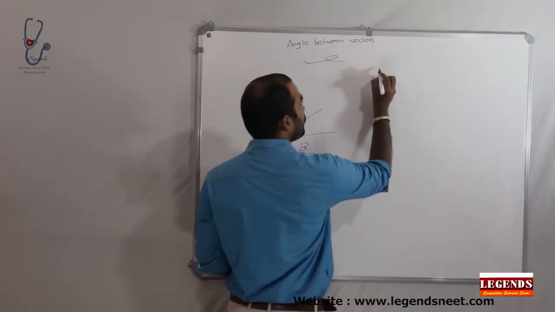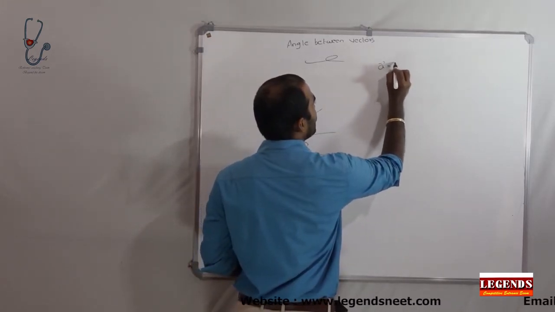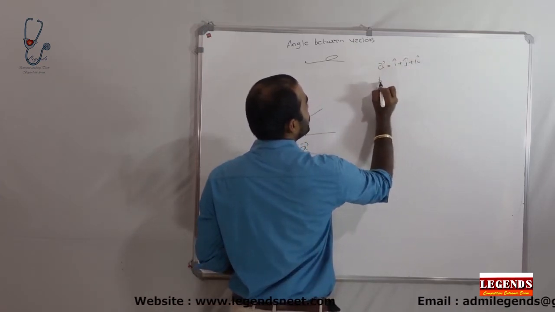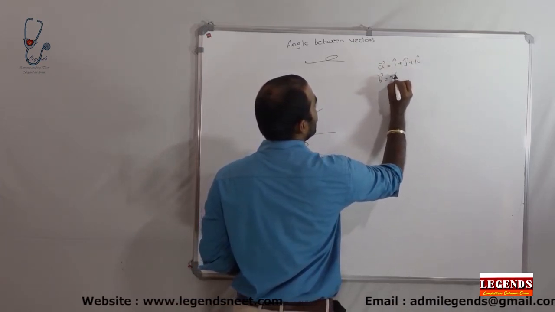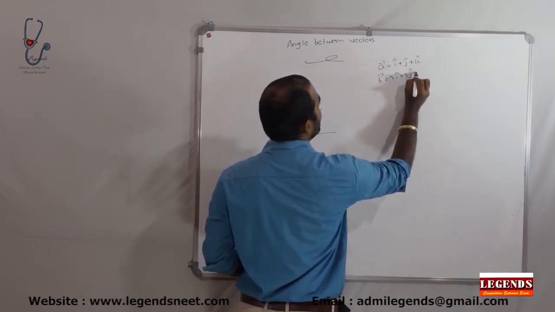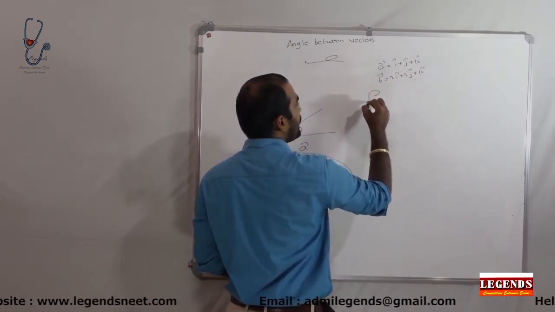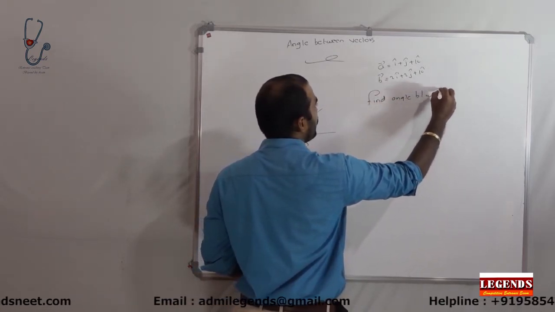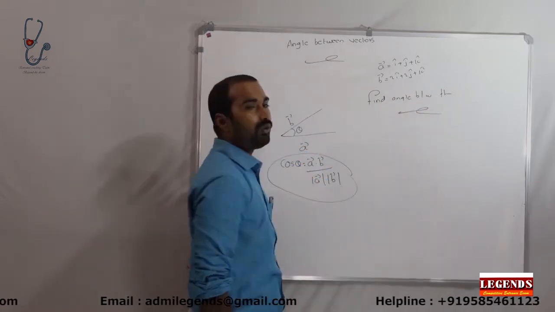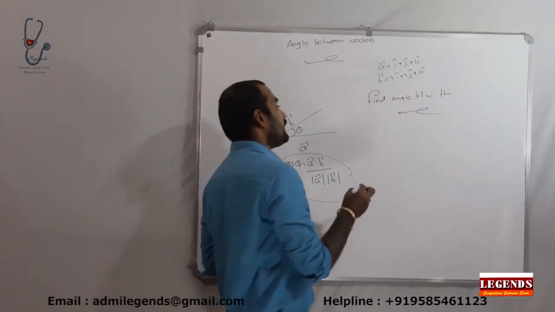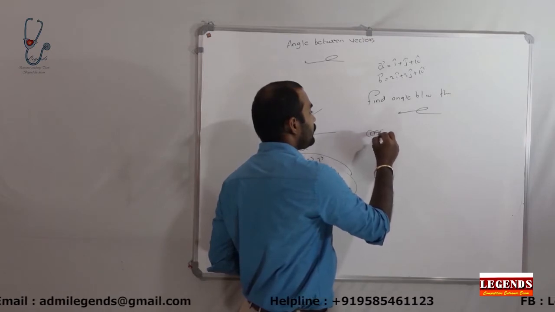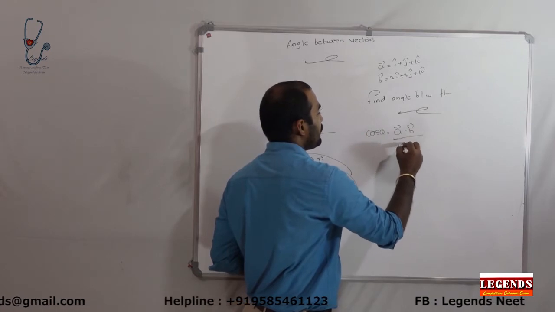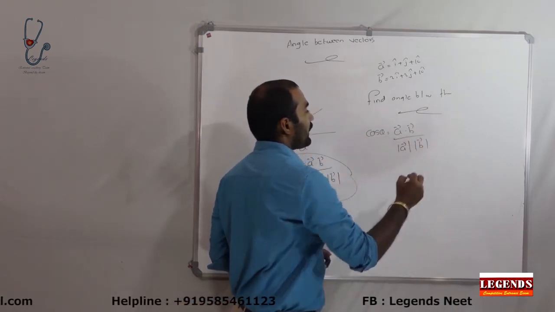I take some more examples. First one, A vector is equal to i plus j plus k. Next one is B vector is equal to 2i plus 2j plus k. Find the angle between them. First of all, write the equation for finding the angle between two vectors: cos theta is equal to A dot B by magnitude of A into magnitude of B.